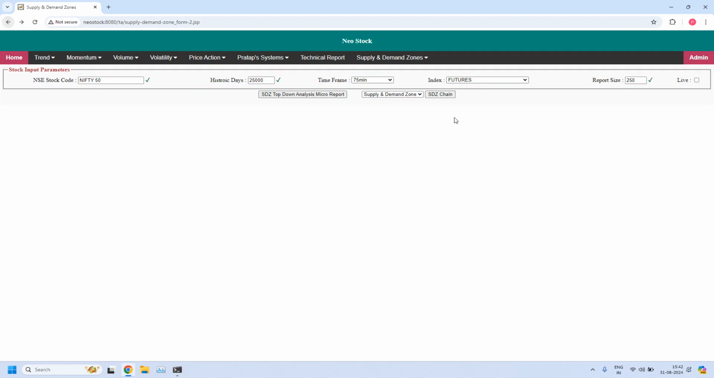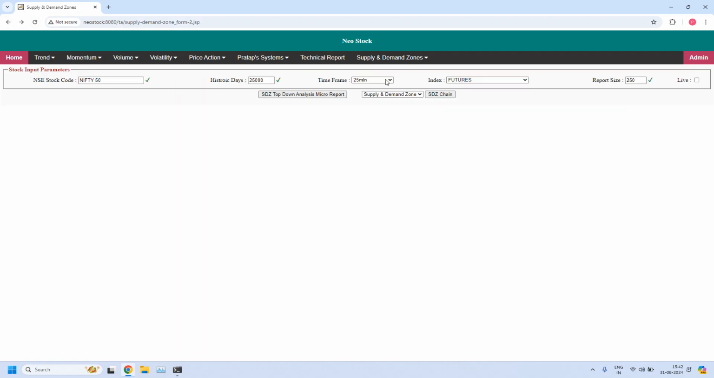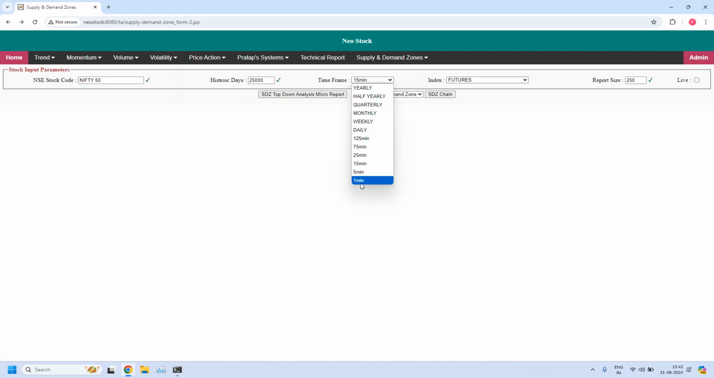And the next time frame is 25 minutes, and I am generating 25 minute supply demand zone chain for Nifty. And the next time frame is 15 minutes. I am generating 15 minute supply demand zone chain for Nifty. And the next time frame is 5 minutes. I am generating 5 minute supply demand zone chain for Nifty.